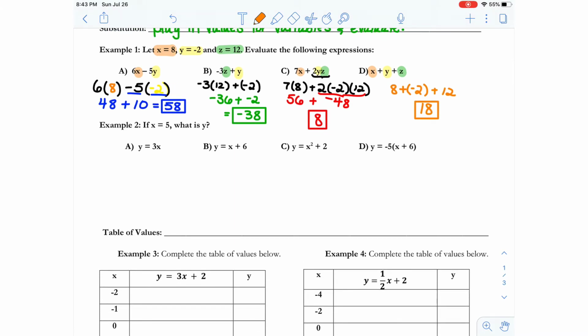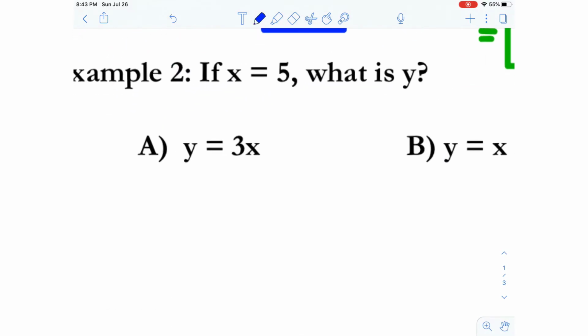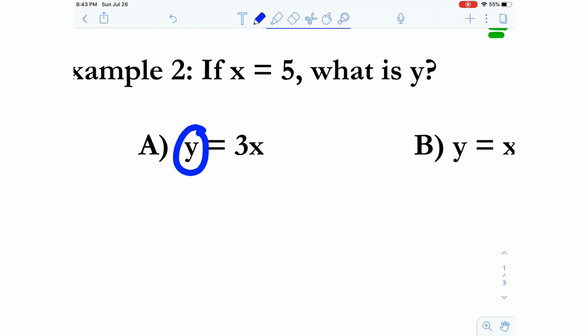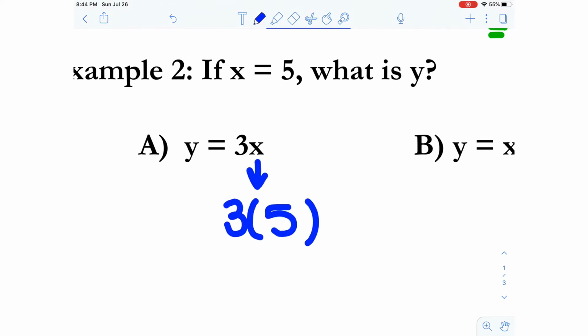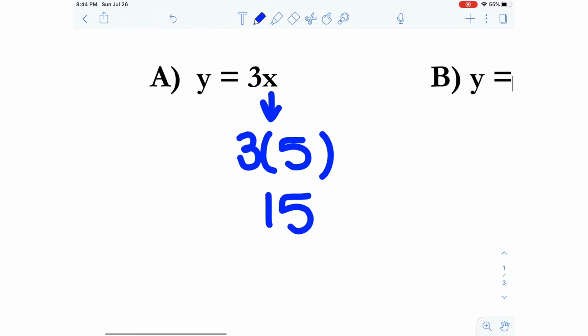We got example 2. If x equals 5, what is y? Okay, so I know that x is 5. I'm just trying to figure out what y is. So plug in. 3 times 5 is 15. So y is 15.